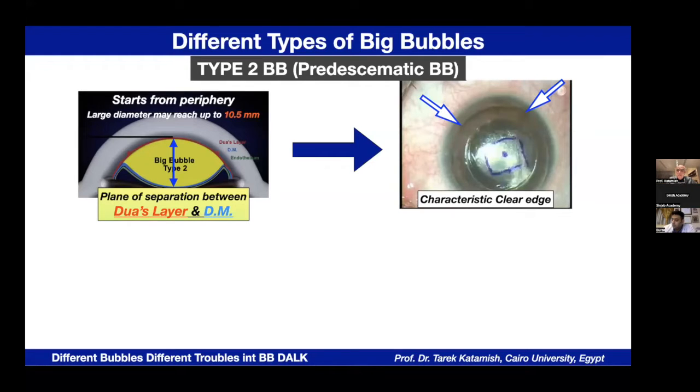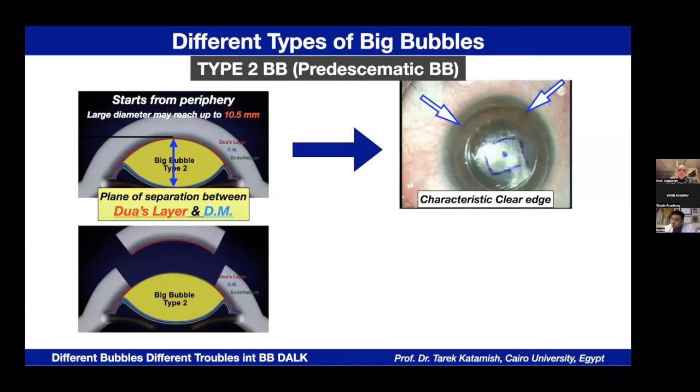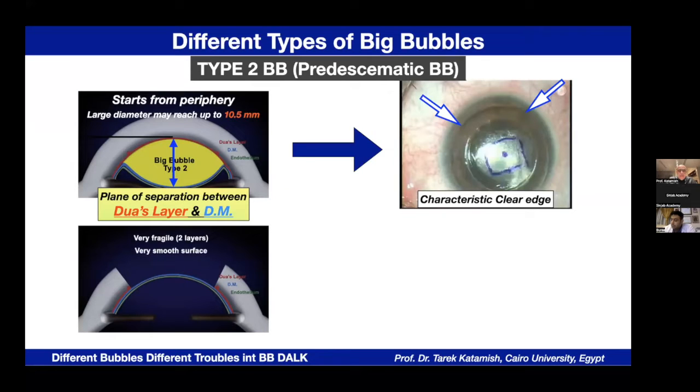Before understanding the mechanics of big bubble DALK, we were thinking that this may be a bubble in the anterior chamber. But when we learned about the different types of bubble, we recognized that this is not a bubble in the anterior chamber, it is a big bubble type 2. When you remove the stroma, you will be removing the Dua layer with the stroma, and you will have only two layers, the endothelium and Descemet membrane, which of course is a very fragile tissue or very fragile floor.